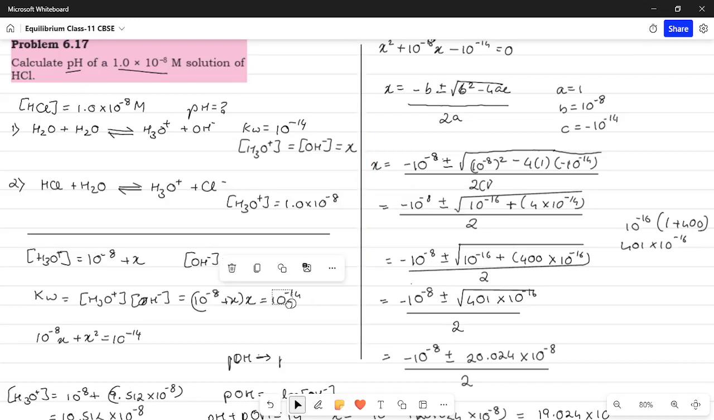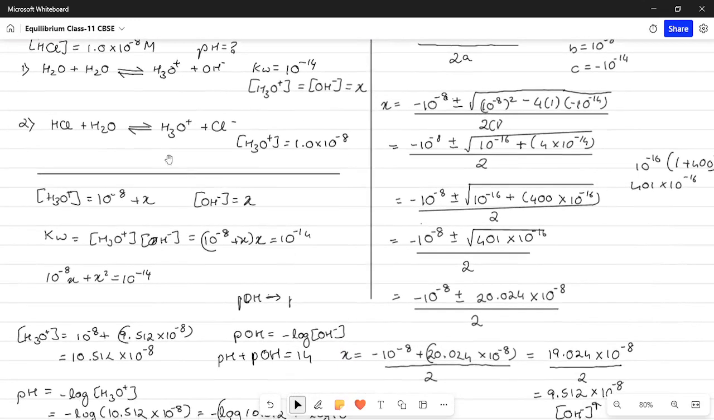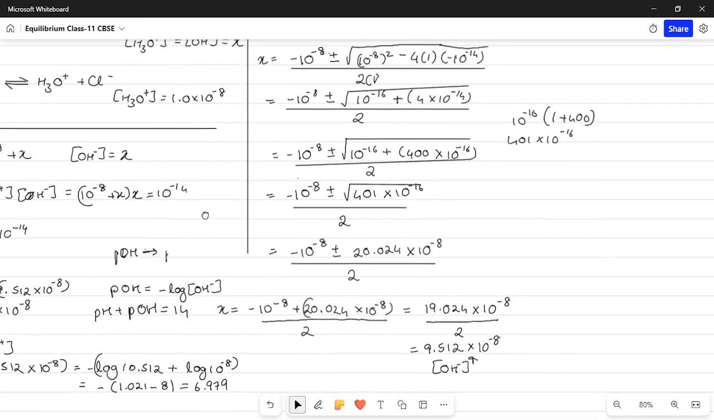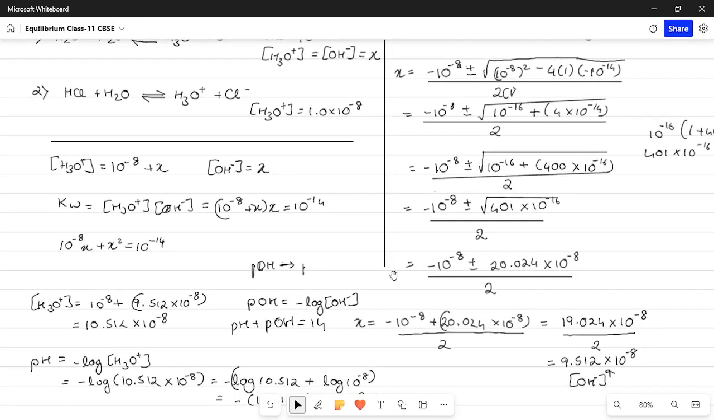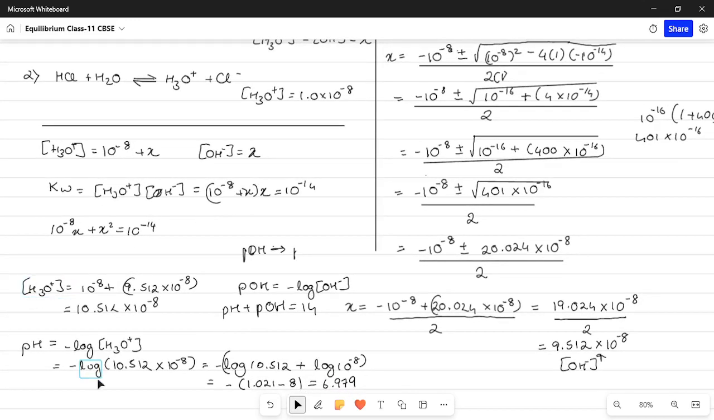We first figured out the total amount of H3O plus from both the sources and the concentration of OH minus. We used the value of Kw to get to a quadratic equation. We then simplified the quadratic equation, and then we were able to calculate the value of X, which is the concentration of OH minus ions. From there, we were able to calculate the H3O plus and the pH. Also, you could easily do it this way, where you calculate the pOH and then use pH plus pOH equals 14. Definitely try it out and see if you get the same answer.